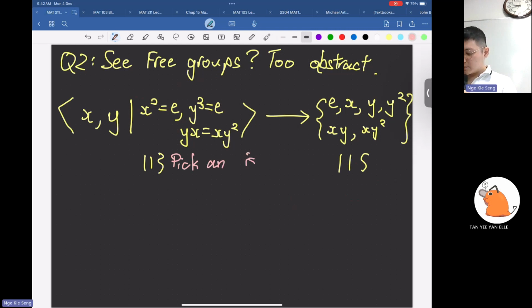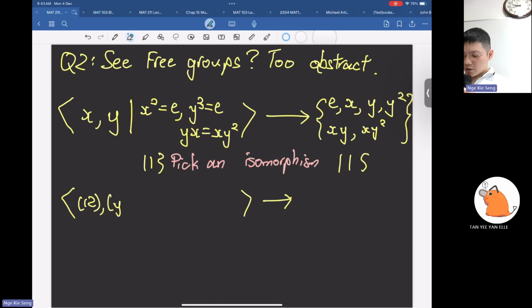So remember what's the isomorphism I picked for S3 here? How I realize this as a function composition. What do I pick for X? What do I pick for Y? X I pick (1 2). Y I pick (1 2 3). Okay, so these are the words (1 2) and (1 2 3).